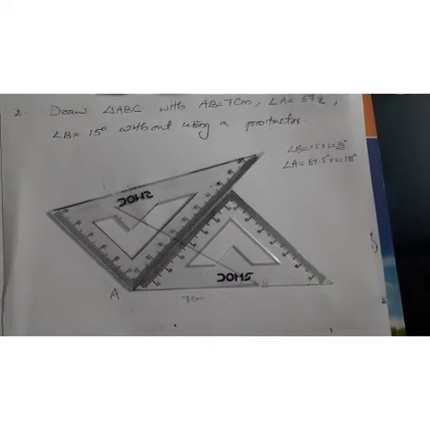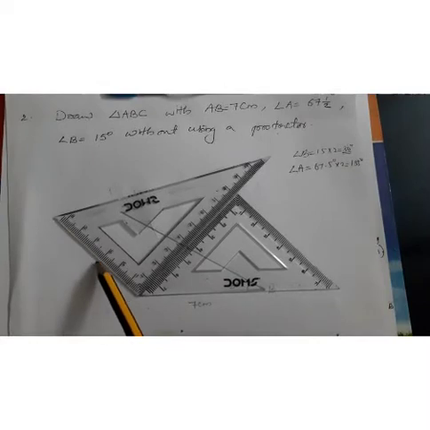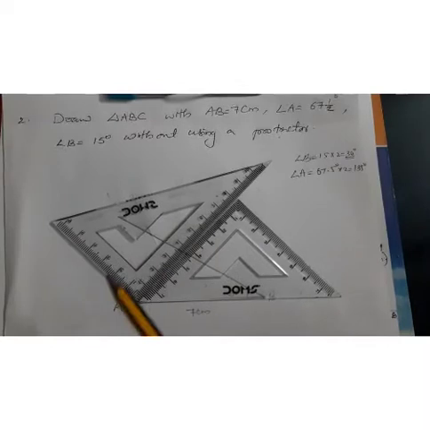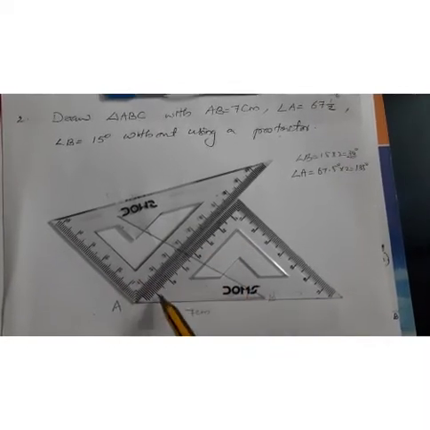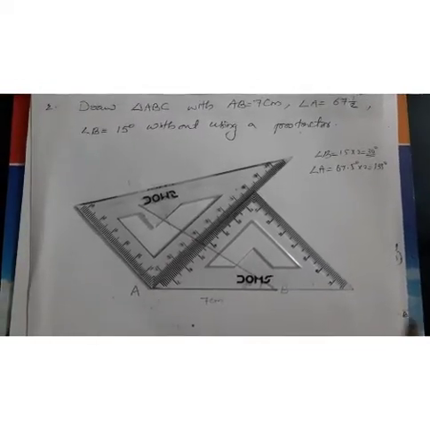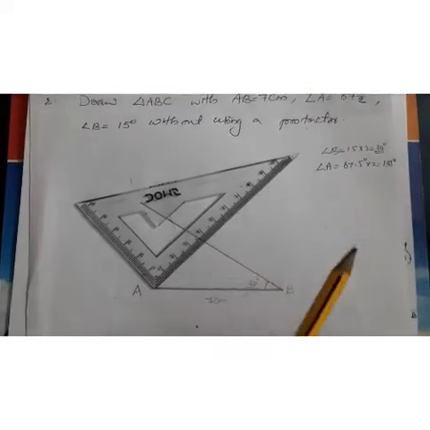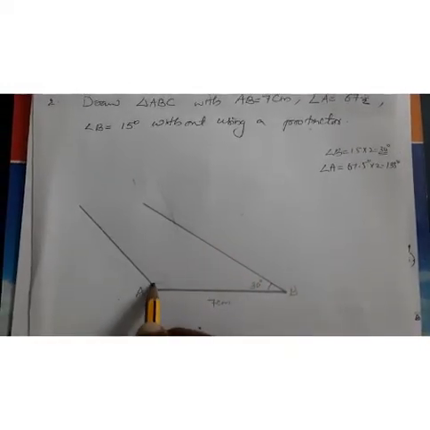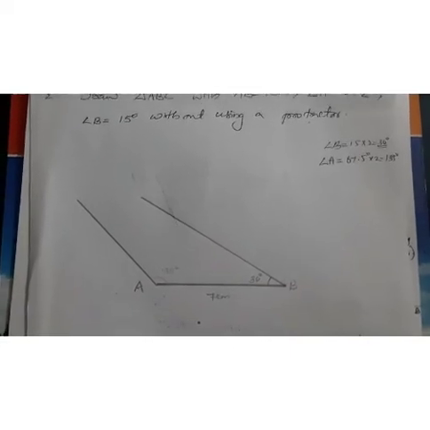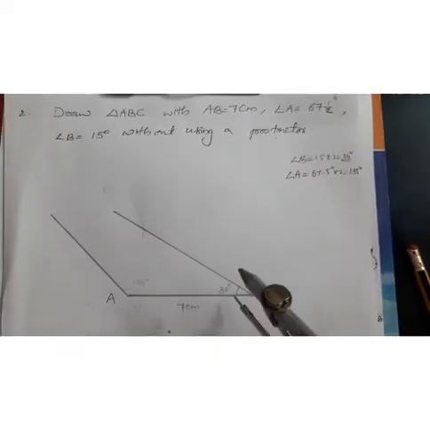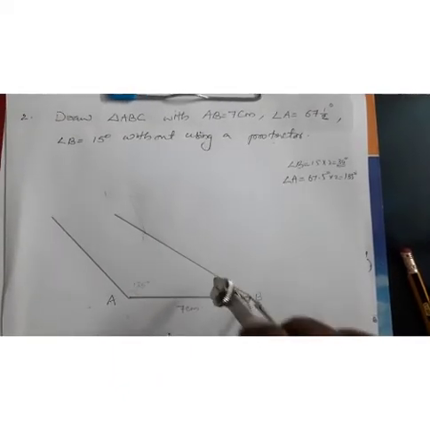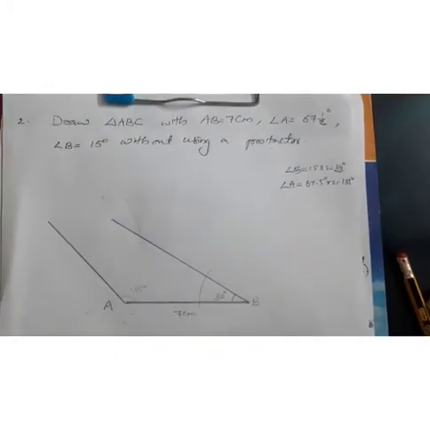Then you have to draw a line here. Keep the set square in reverse position. Okay, the bigger set square. The smaller one we have to keep on the line. The bigger one keep it reverse. Draw a line here. So this angle we are getting is 135 degree. So you got two angles, 30 and 135. Then draw the angle bisector for both the angles.